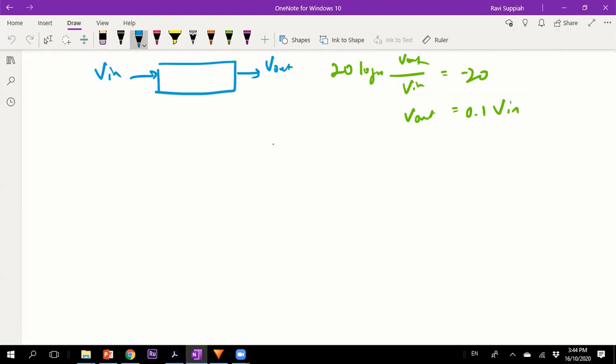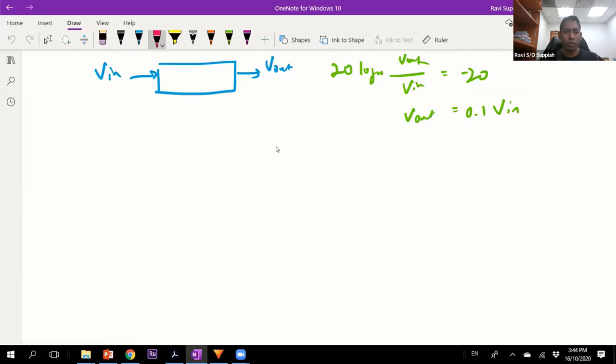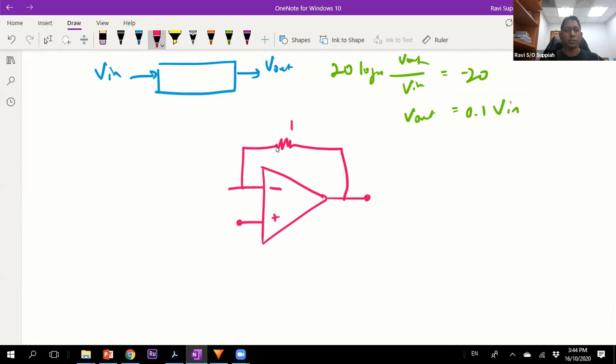So for designing a filter, we will always take the active low pass filter approach. The active low pass filter approach is basically what you did in our studio. There are two parts to it. You have the amplification part.